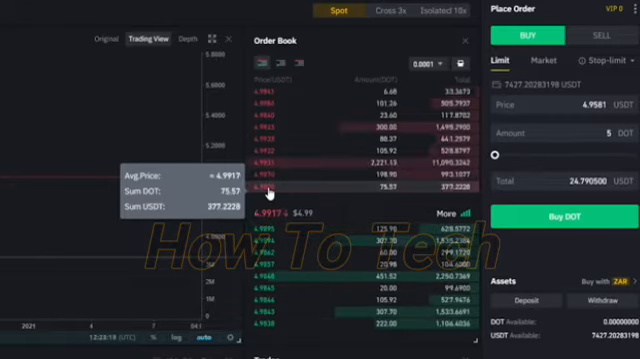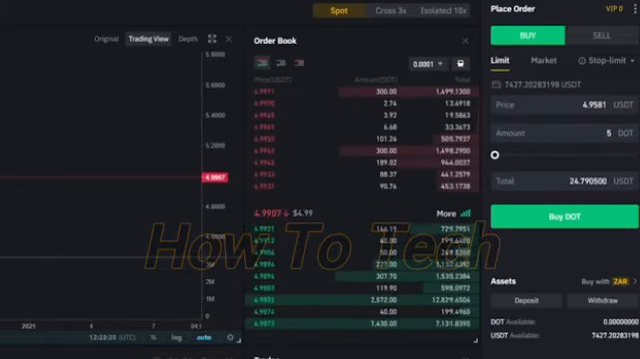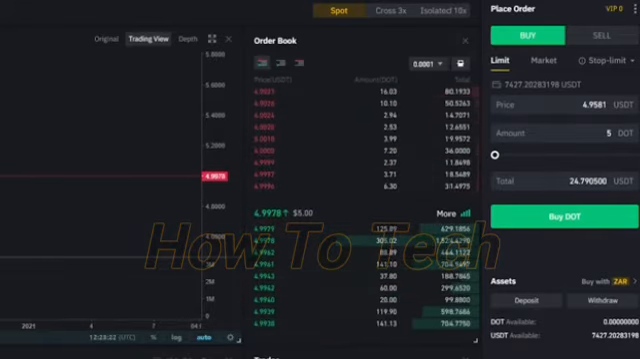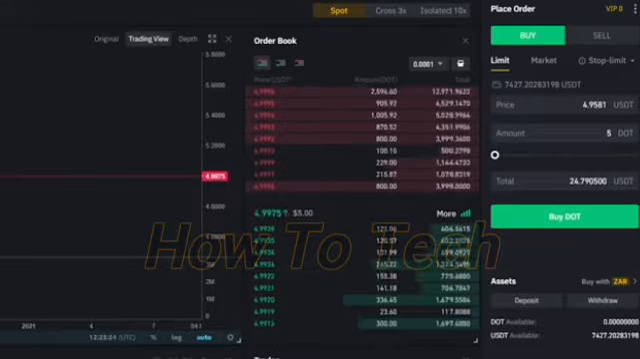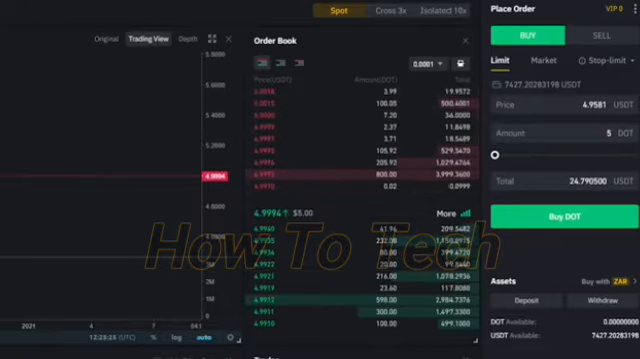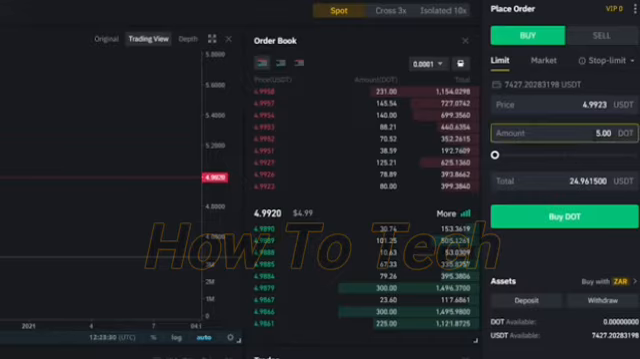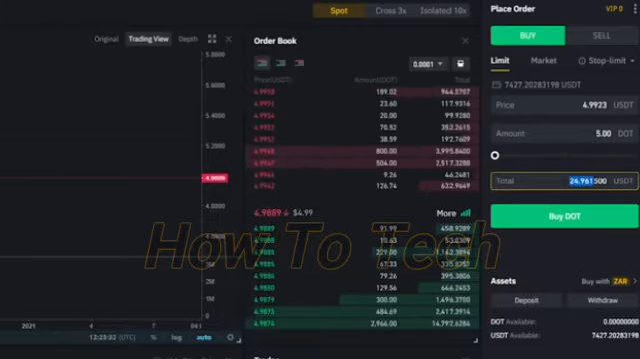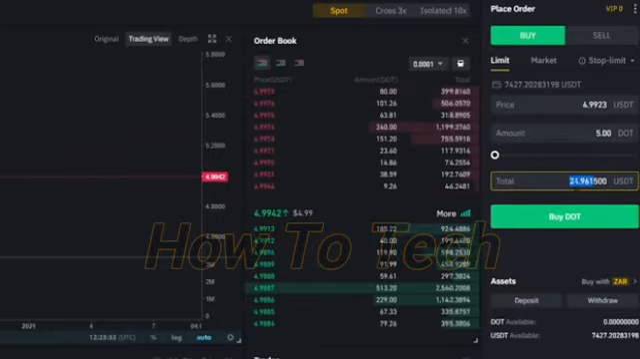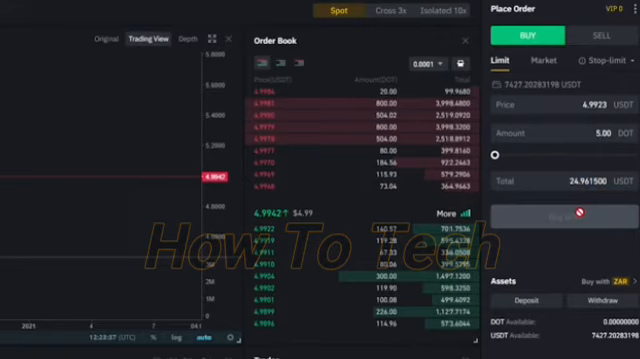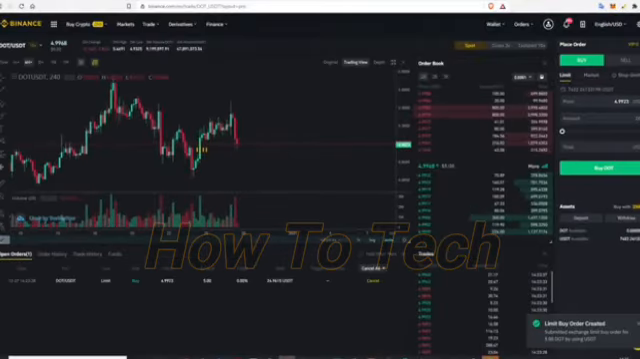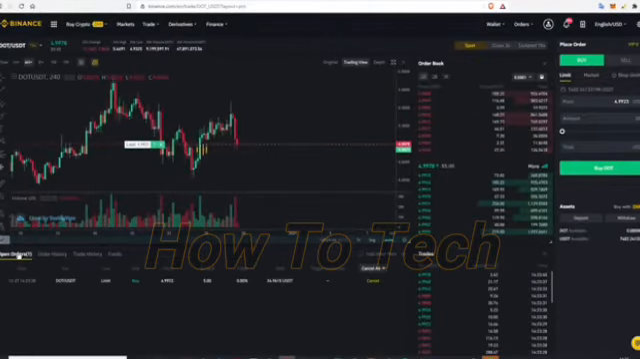If you're buying and you select a price of someone who is selling, it means that you're taking the price that's best available to you. So I want to buy my DOT right now. I can simply click this price here, which is the closest to what's going on right now. In the place order, you can see it's saying 4.96, and I can click buy, and boom, I have an open order.